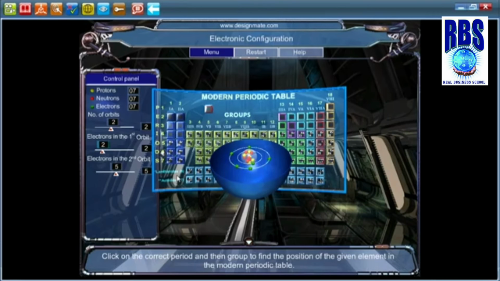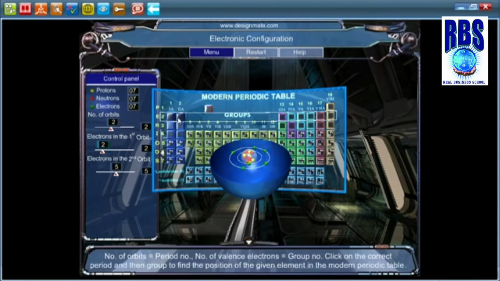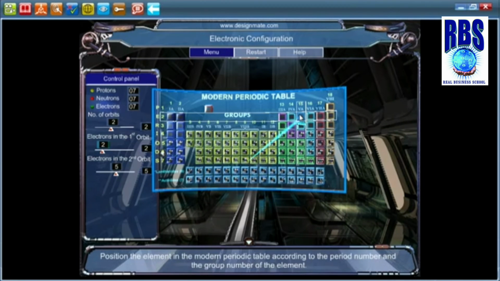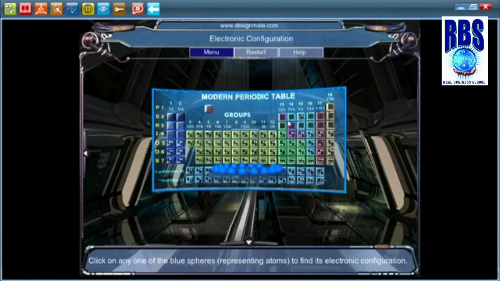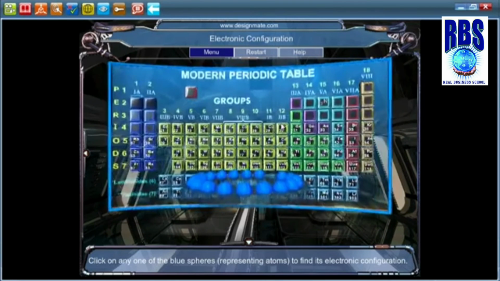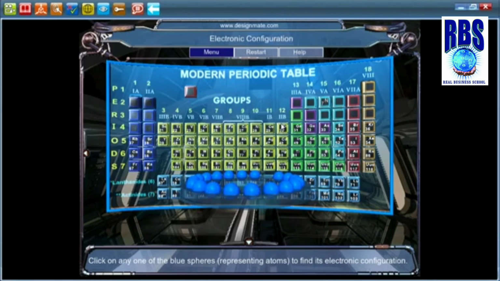Now it says click on the correct period and then group to find the position of the given element. I know the number of orbits defines the period number. So I select first and then the second period, and the number of valence electrons, which are 5, tells me the group number. So first, second, third, fourth and fifth. I select the fifth and now I select the position. So the element goes in the right position in the periodic table.